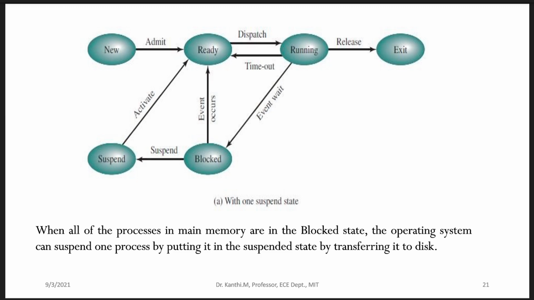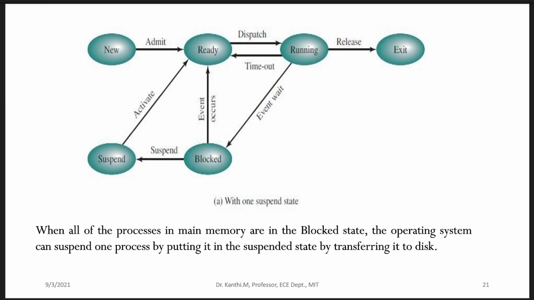We have already seen there is a 5-state model: new, ready, running, exit, and blocked. In simple terms, ready, running, blocked. Apart from which, we've shown the new and the exit. So these I have already explained: what is a process in the ready state, and what do you mean by a process in the running and the blocked state. This is the additional state which you have included, called the suspend state.